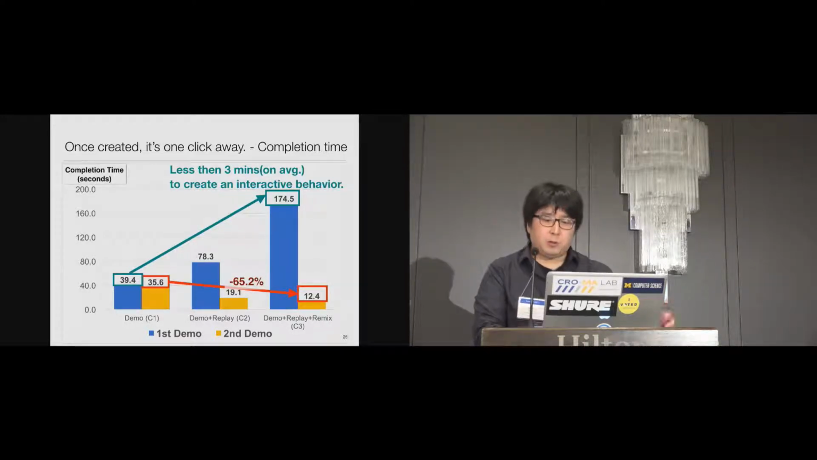The real benefit comes from the repeated use of behaviors. For the second trial in condition 2 and 3, workers just need to press the right replay button. So once an interactive behavior is created, now it is a matter of human computation to find out which button to press.